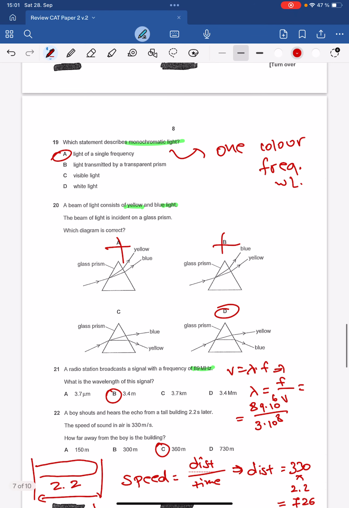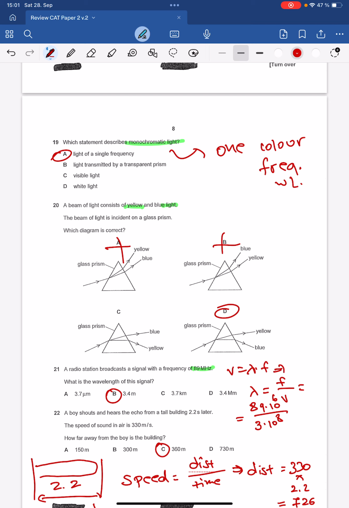A beam of light consists of yellow and blue light. The beam of light is incident on the glass prism, which diagram describes the refraction correctly? A and B are off because it shows that you go from a less dense to a denser medium, and then it shows the wrong angle for those beams, so they should move in the opposite direction.